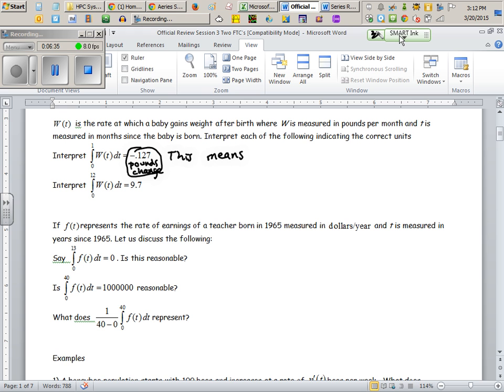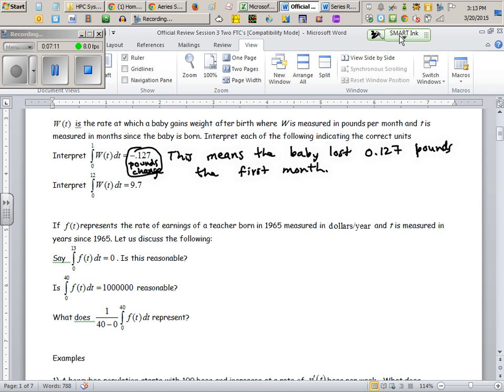Okay, so this means the baby lost 0.127 pounds the first month. Okay, we have to be a little bit careful here. Like displacement, we can't take this too literally, okay? So, for example, this doesn't mean that the baby lost weight the whole time during that first month. Like every day lost a little bit of weight. You can't interpret it that way.